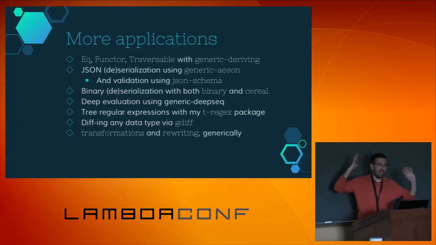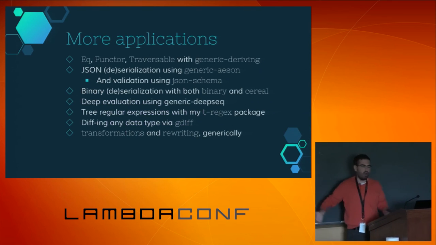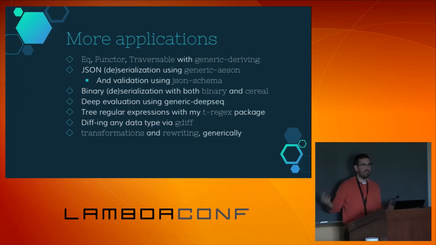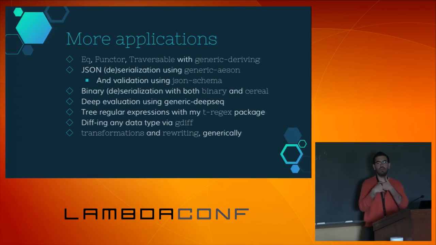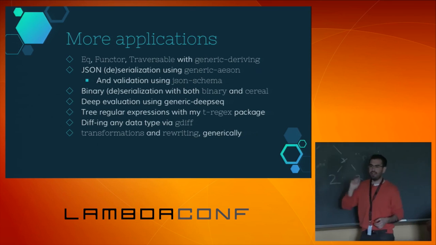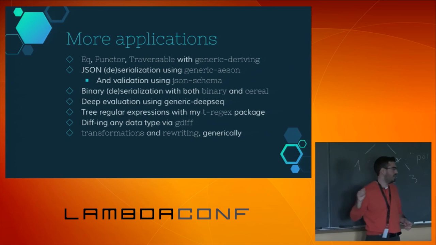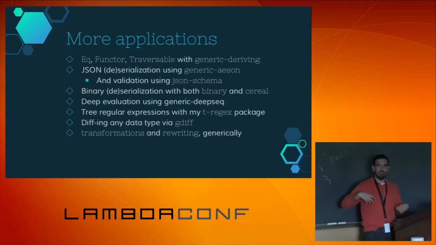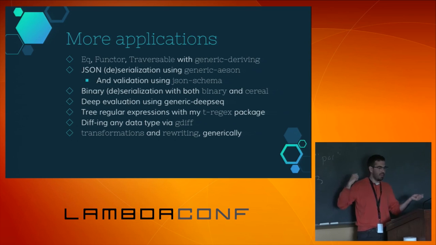You can implement equality, functor, traversable, all of this in a generic way. You can do serialization to JSON. You can do it to binary. So you just add derive generic, and then you can use all this stuff for free. You can use deep evaluation.